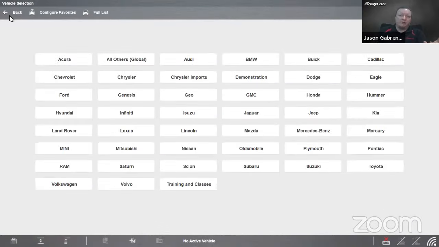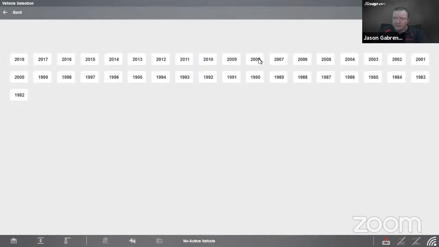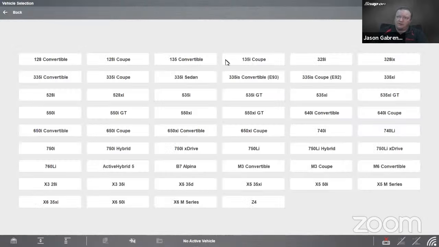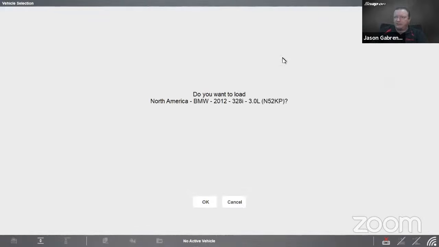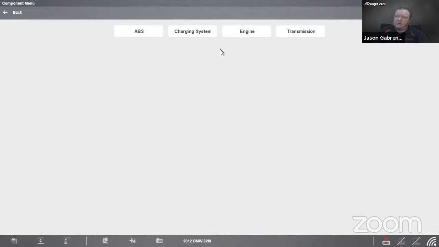But another way we could do it, since we have the information in here already: there's over 5 million guided component tests in here, and some of them are for networking. It's VIN specific, goes back to 1981, and covers 28 different makes. In this case, I have a BMW demo board, so I'll go into BMW. It's a 2012 328i with an N52KP. Come in here, and once I've loaded a vehicle, it'll give me a list of systems.